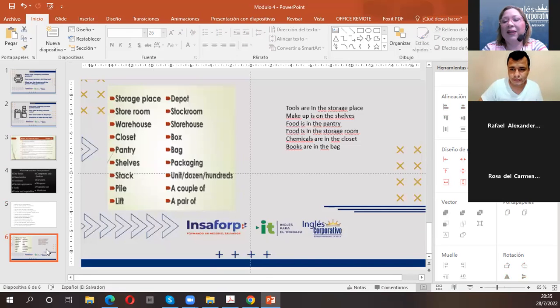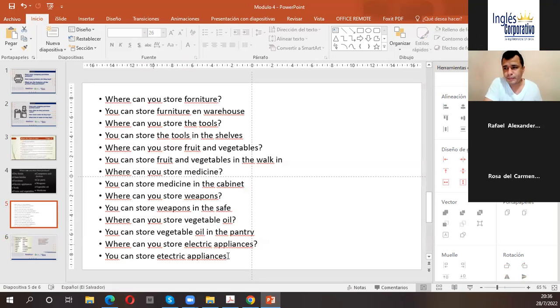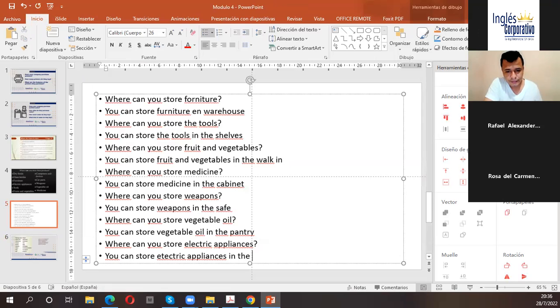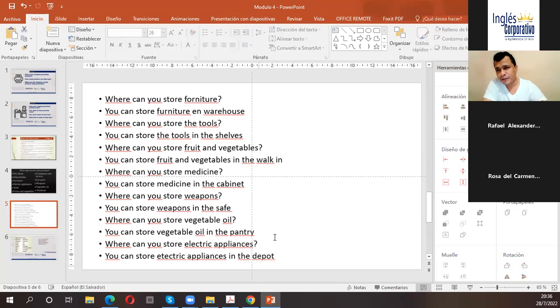Yes, that is only thinking in your home, right? But if you think about a store, una tienda, and un almacén, who sells those things, they need to have a proper place for those products, right? Meanwhile, they sell them. We can use depot. Nice. Teacher, I have a question. Depot is a deposit, for example. Yes, it is.